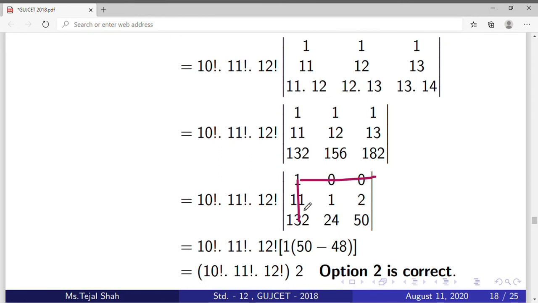Okay, so now 1 as it is, here do the cross multiplication, 50 minus 24 is 26... 48. So here we get 2. So now 2 as it is, and 10 factorial, 11 factorial, 12 factorial. So if you observe the options, option 2 is the correct option.